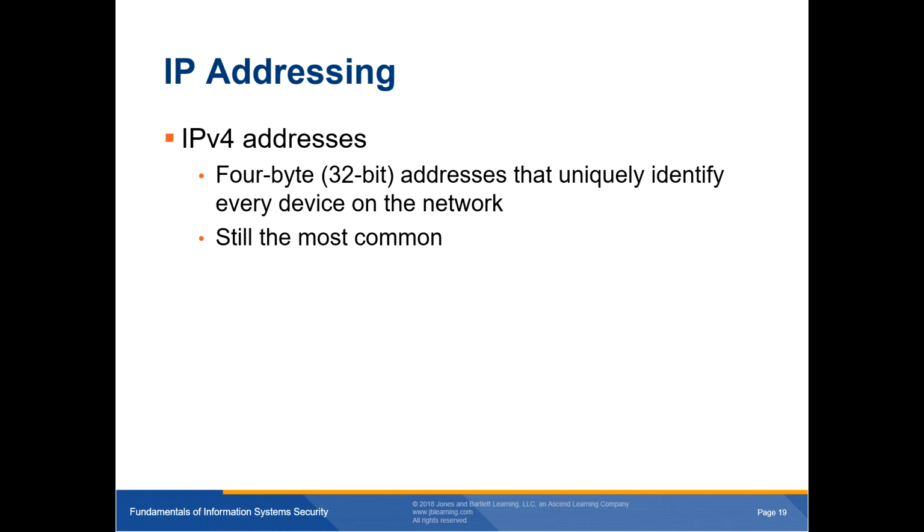IP addressing. IP version 4 addressing is the 4-byte, 32-bit addresses that uniquely identify every device on the network. It is still the most common. In the IP network address example here, 192.168 is the network address, and the host address is 10.1. And notice it's not 10.1 or 168. The numbers are specified individually.